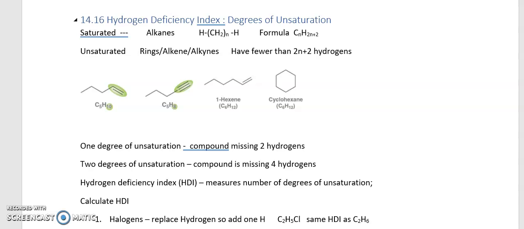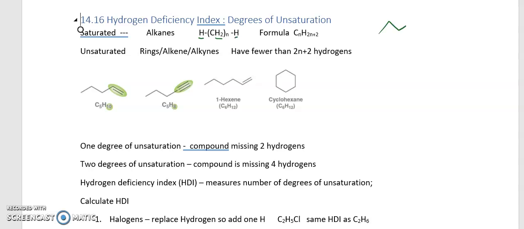Calculating the hydrogen deficiency index, or degrees of unsaturation, can help us come up with the proper structures. Saturated compounds have no double bonds and no rings. They have as many hydrogens as they can take. They're saturated with hydrogen, and they're always going to have this formula. You're going to have a hydrogen on the end, a carbon, each carbon will have two hydrogens, and then there's a hydrogen on the other end.